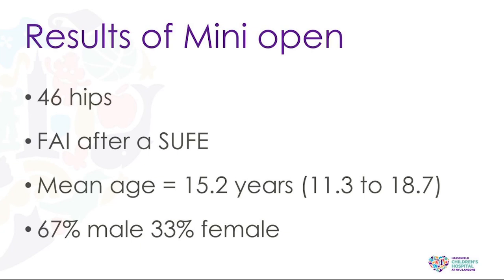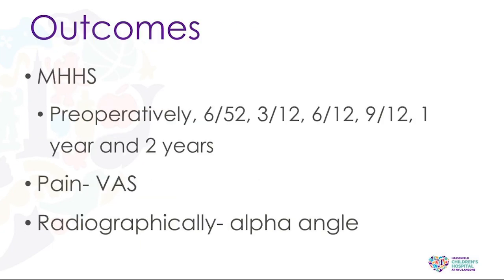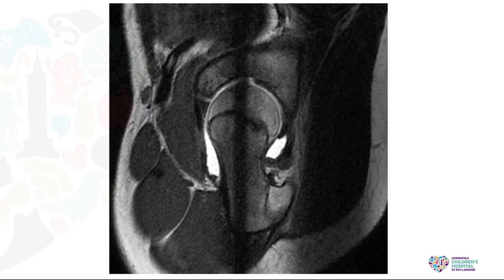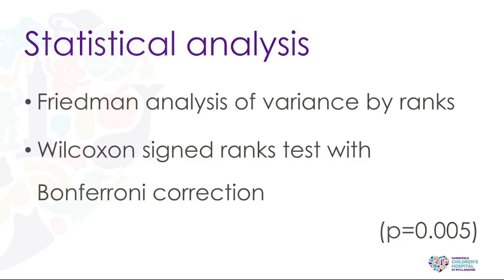And we looked at outcomes using this modified Harris hip score preoperatively at 6 weeks, 3, 6, 9 months, 1 and 2 years, and used the visual analog scale to determine the presence of pain. Radiographically, we measured the alpha angle. And you can see an MRI with some interference from a screw, but you can see a discrete labral tear in the anterior aspect and significant amounts of synovitis in the joint. Statistical analysis was carried out with these methods, which I would struggle to explain, but I'm told they are fantastic and they're the ones we should be using.